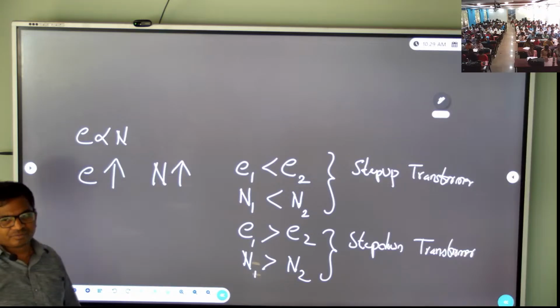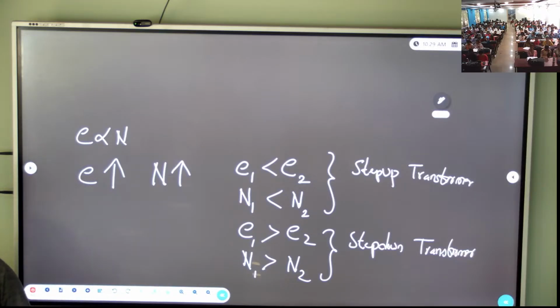Now we will derive the EMF equation of the transformer from the principle. Do you understand the principle? How is EMF induced? Can anyone answer? How is EMF induced in the transformer? How is the EMF changing from primary to secondary? How is it changing depending upon the number of turns?